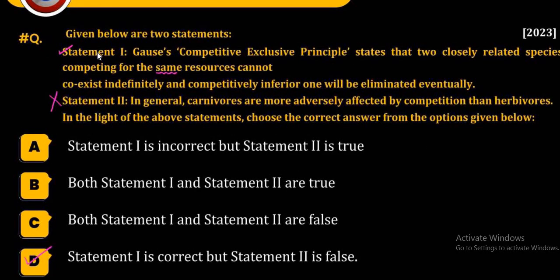Next question. Statement first. Gause's competitive exclusion principle states that two closely related species competing for the same resource can't coexist indefinitely and the competitively inferior one will be eliminated eventually. Statement second. In general, carnivores are more adversely affected by competition than herbivores. In light of the statements, choose the correct option. So option D is correct. Statement first is correct, but statement second is false.